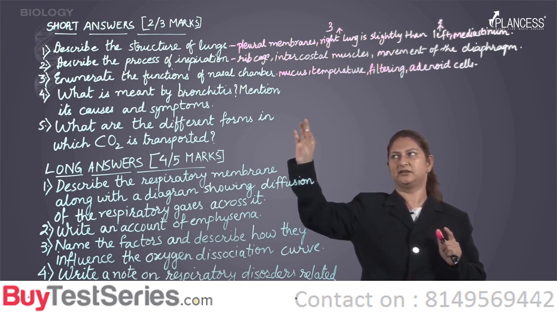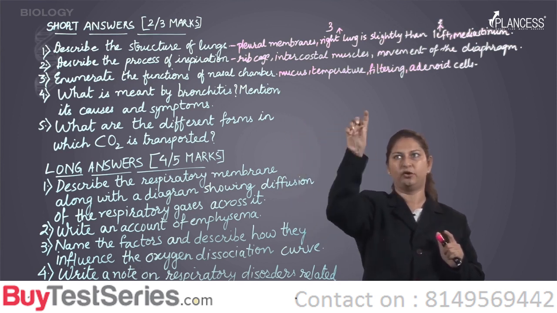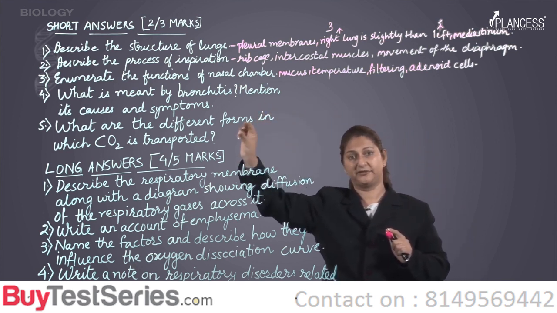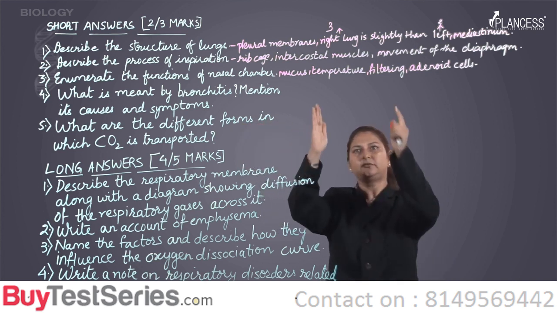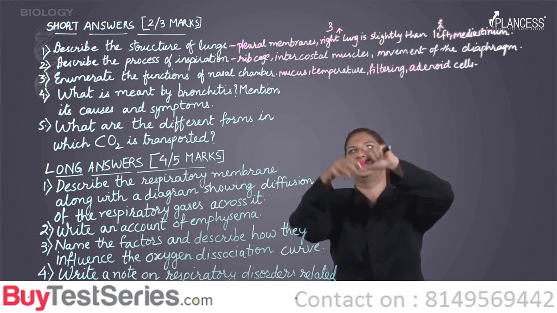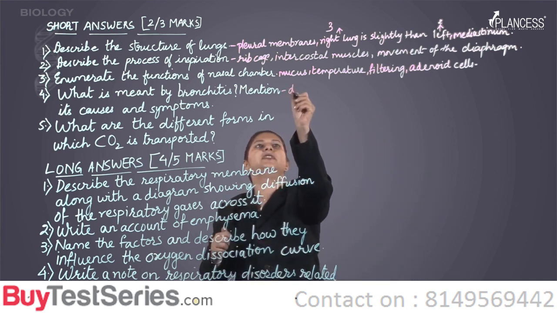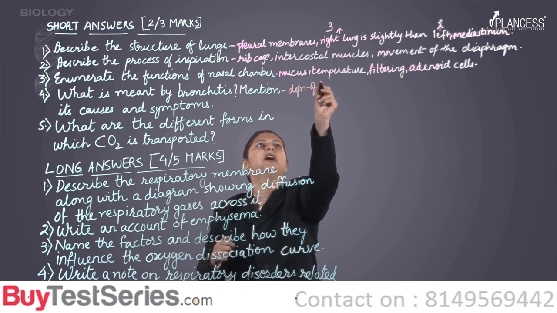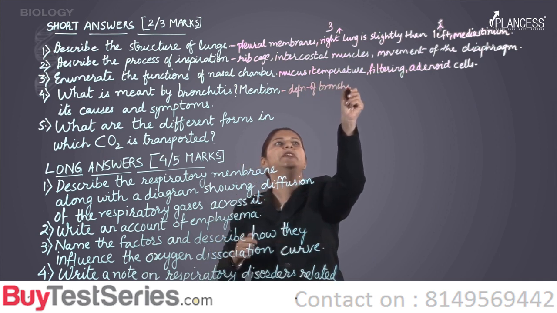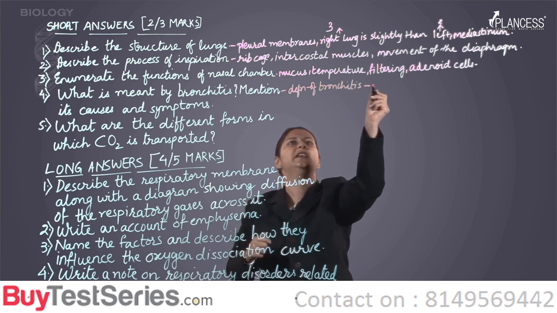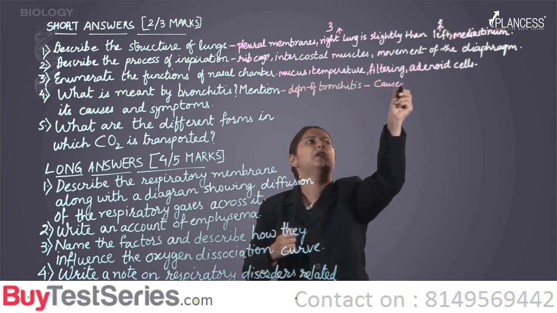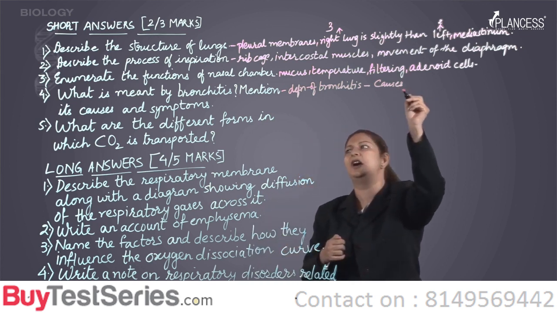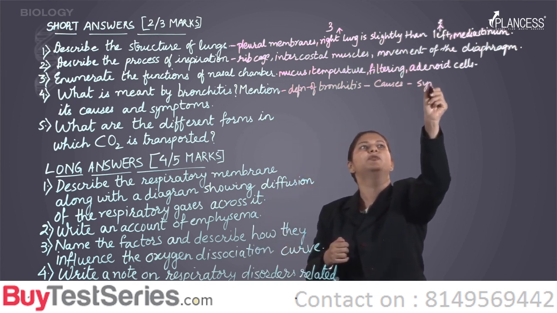Now mention its causes. So when they have specifically asked in separate sections, you will write the definition. Your answer will first have the definition or explanation of bronchitis. You will have to explain what is bronchitis. Then the next part of the answer will be the causes of bronchitis, and the next part of the answer will be the symptoms of bronchitis.